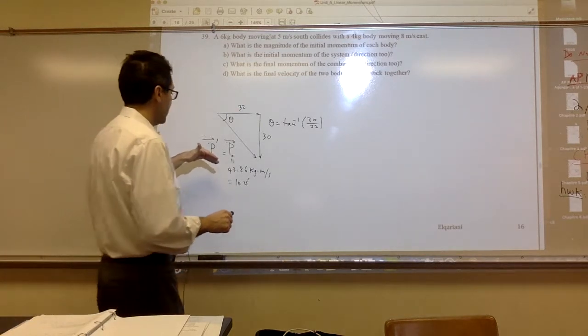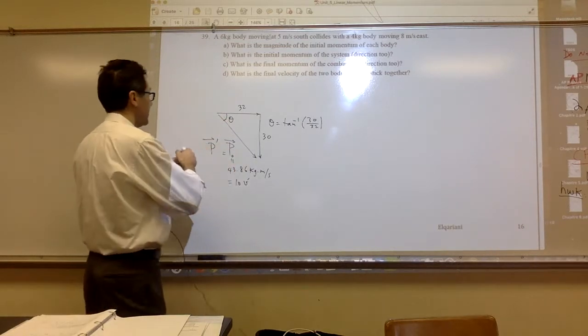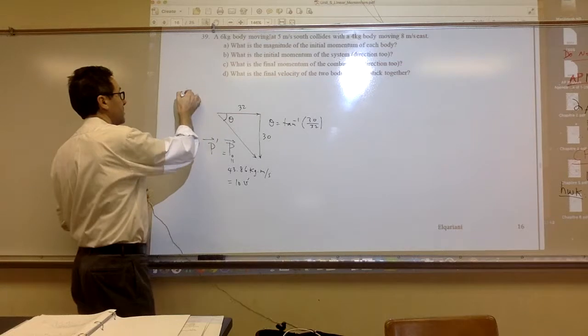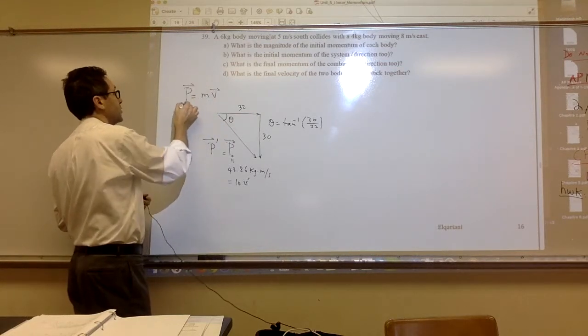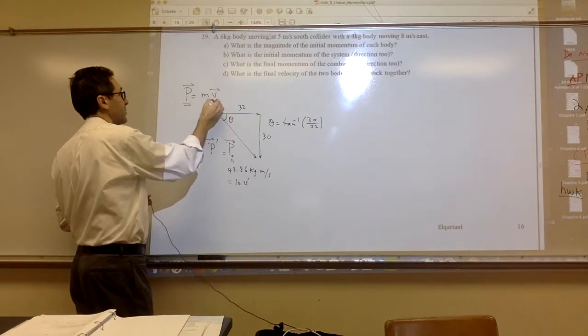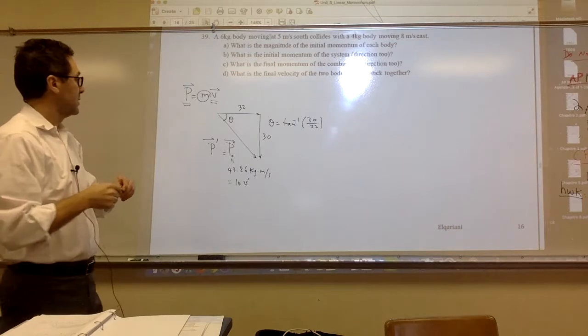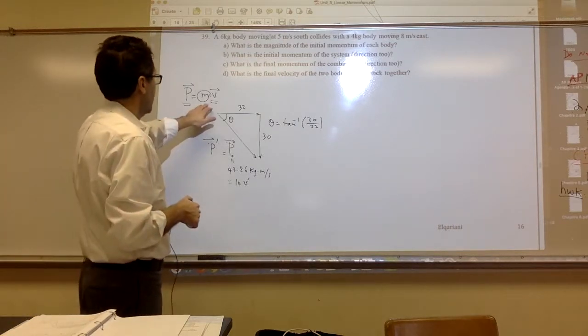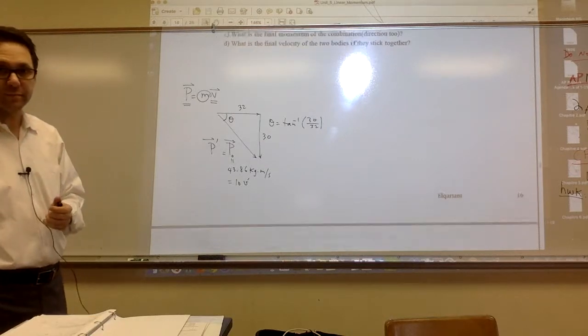The final velocity is going to have the same direction as the initial momentum, and the reason for that is p equals mv. The vector p and the vector v have to have the same direction because the mass here is always positive. And we know that if you multiply a vector by a positive scalar, it does not change its direction.